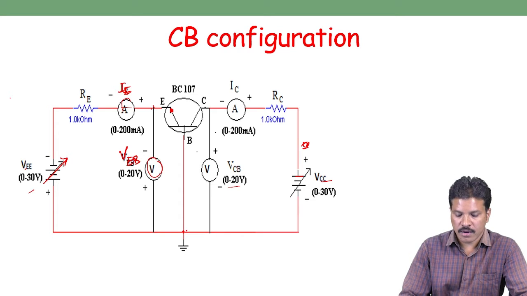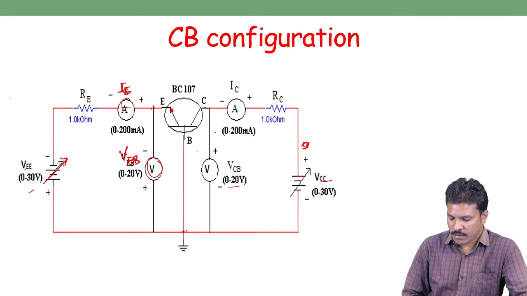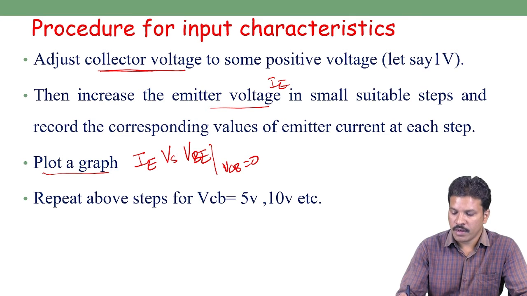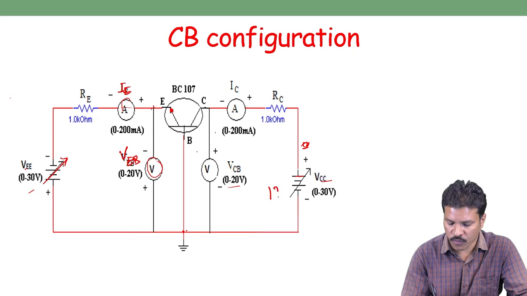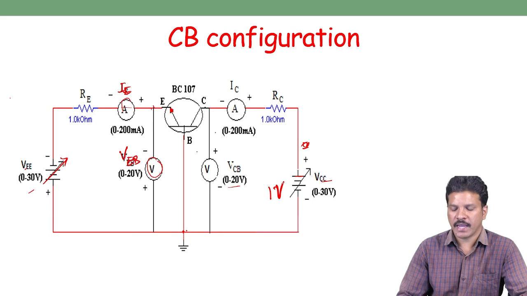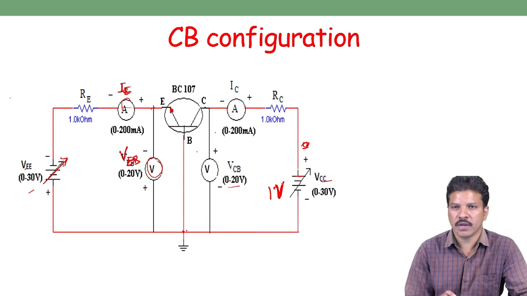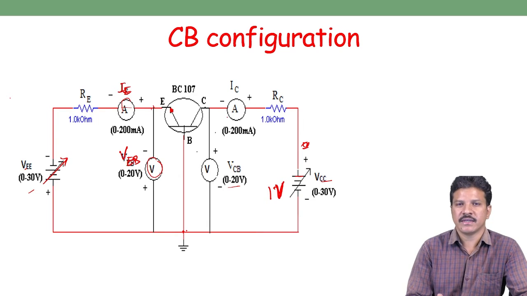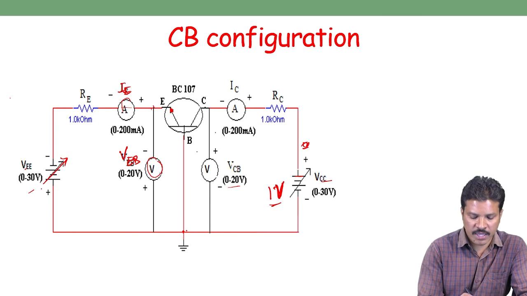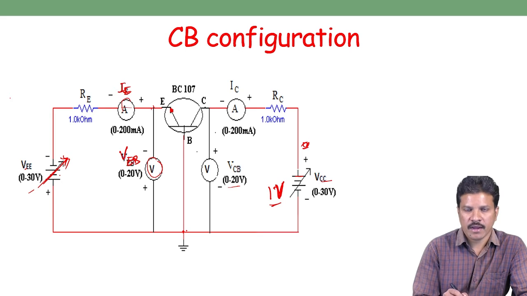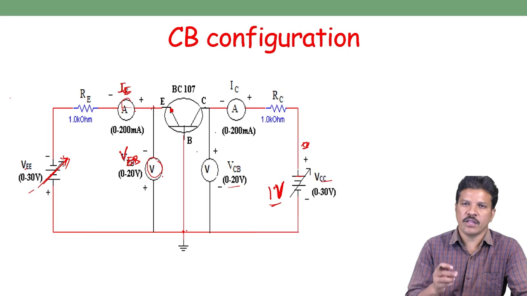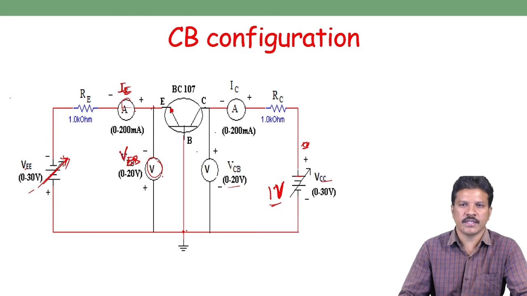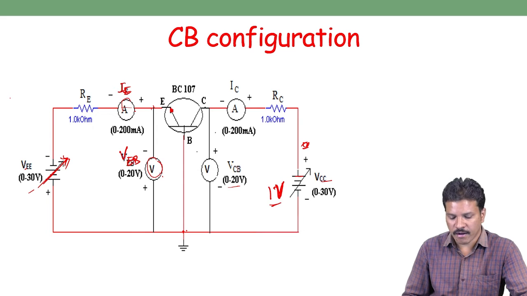So here, taking an example, let us say 1 volt. I am keeping the output voltage at 1 volt, which means the reverse bias voltage between collector and base is 1 volt. Then vary the input battery, note down the input current and input voltage in suitable steps, take all the points, join them and plot the graph. What is the resultant graph? We'll see here.